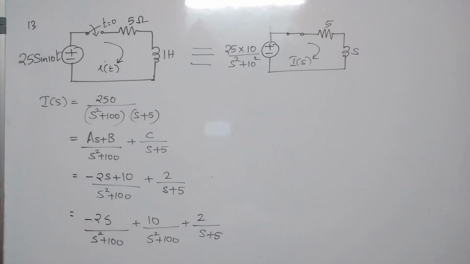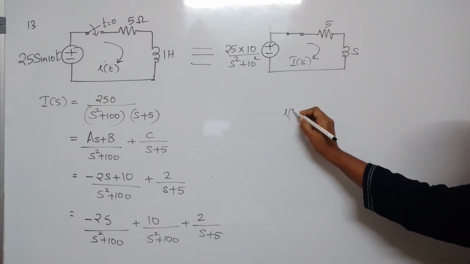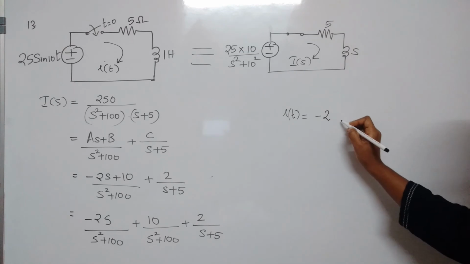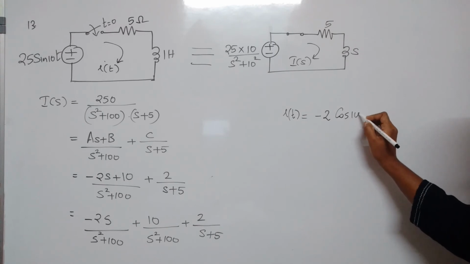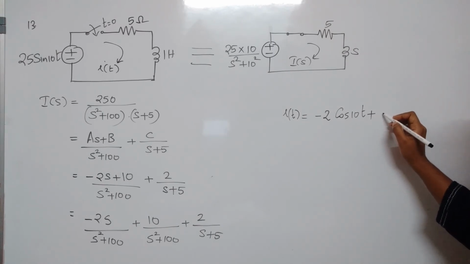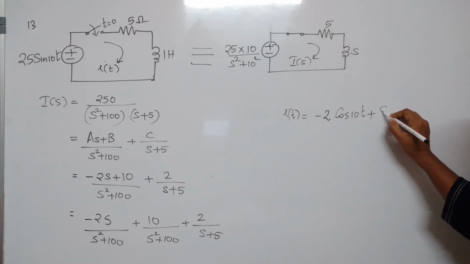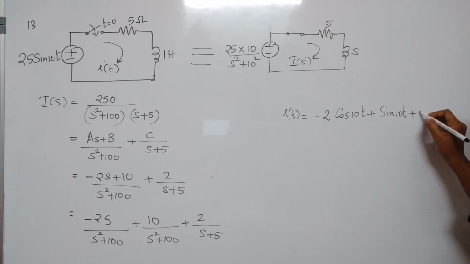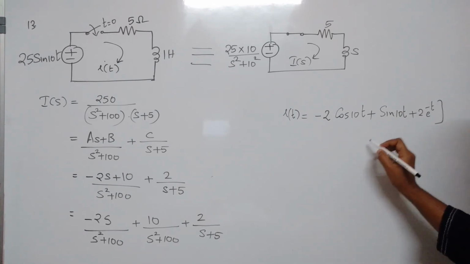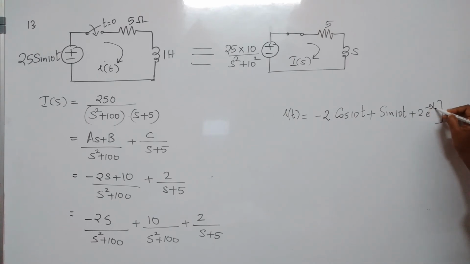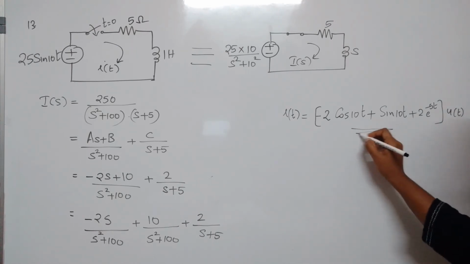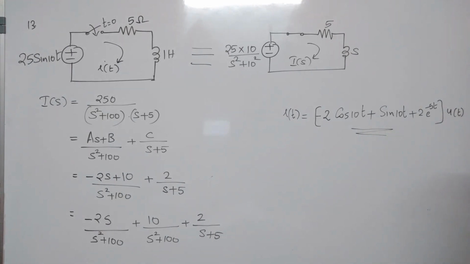Now all these are in standard form. We can directly write down the inverse. I of t equal to minus 2 into S by S square plus 10 square is cos 10t plus omega naught by S square plus omega naught square, that is sin 10t, plus 2 into e raised to minus 5t, the whole into u of t. This is the answer.